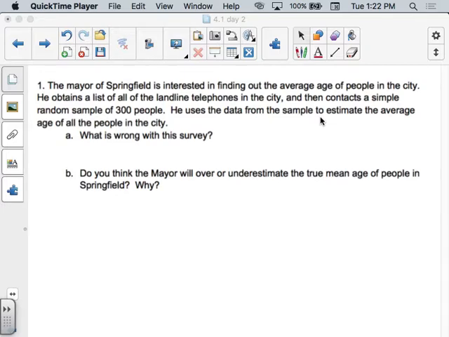All right, so this first one, the mayor of Springfield wants to find the average age of the people in his city. He gets a list of all the landline telephones in the city and contacts a simple random sample of 300 people. So he does a simple random sample, so he does a good sample. That's good. He uses the data from the sample to estimate the average age of all the people in the city. What's wrong with this survey?